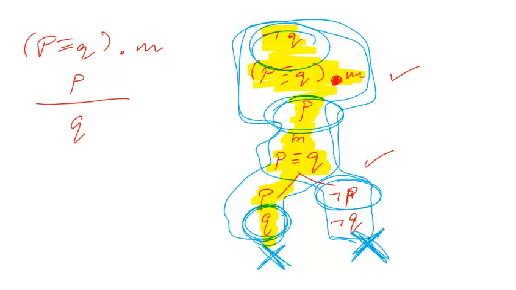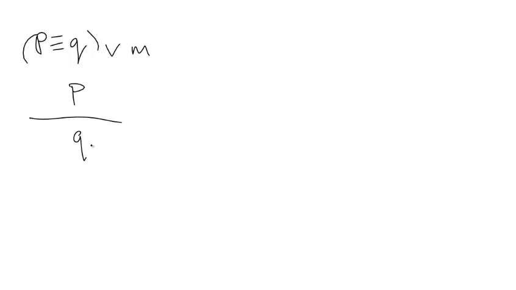Okay, so let's try a case, let's just go to the next page. We'll do something very similar. So now let's look at an invalid case that's similar to the one we just did. Here we've got P if and only if Q or M. Let's say we've got, just like in the previous one, P, and then we're trying to show Q.